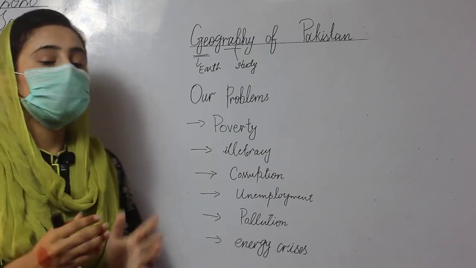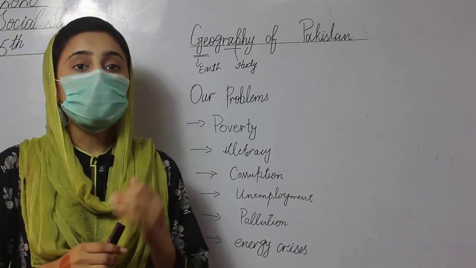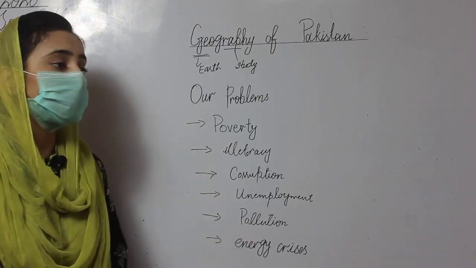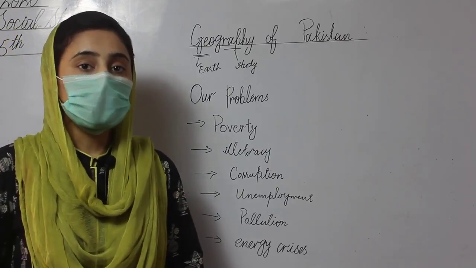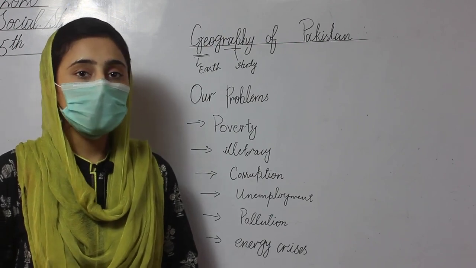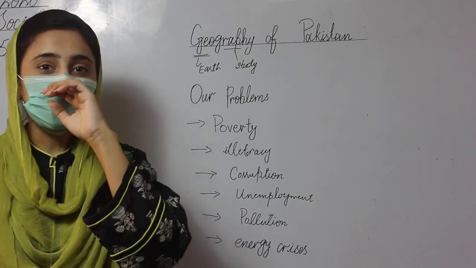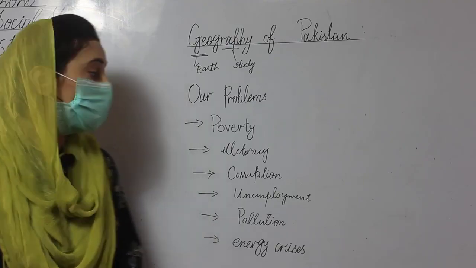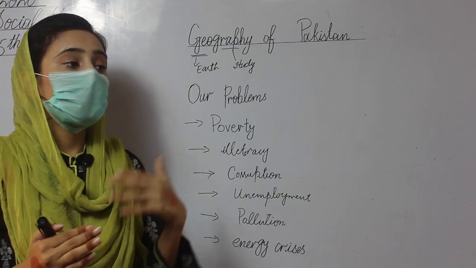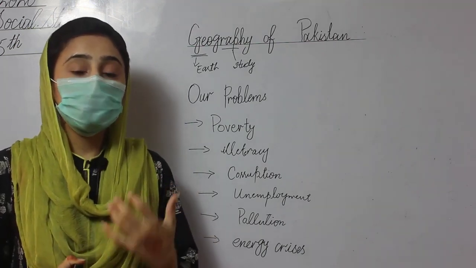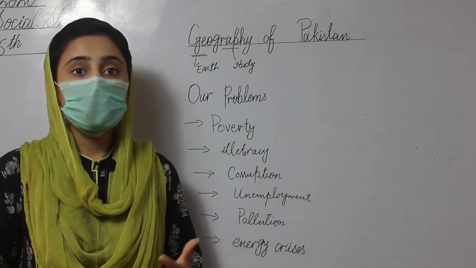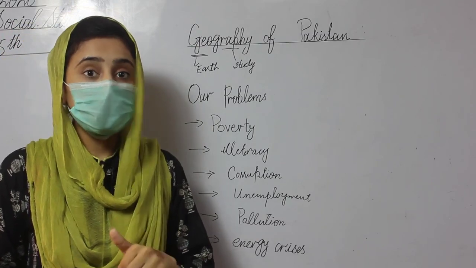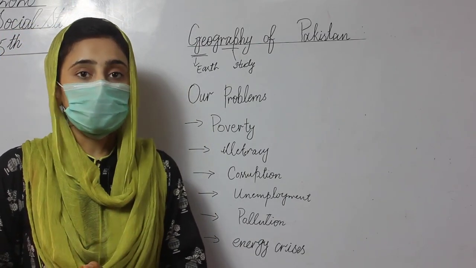In today's topic, we discussed the problems that are faced by Pakistan. The first one is poverty, then illiteracy, corruption, unemployment, pollution and energy crisis. These are all problems faced by Pakistan, and we can easily solve these problems. We can overcome poverty by providing all facilities to the people that are poor. We can overcome illiteracy by building schools in villages or rural areas that are illiterate. And then corruption: Pakistan is recently fighting against corruption, and it's a very big achievement.